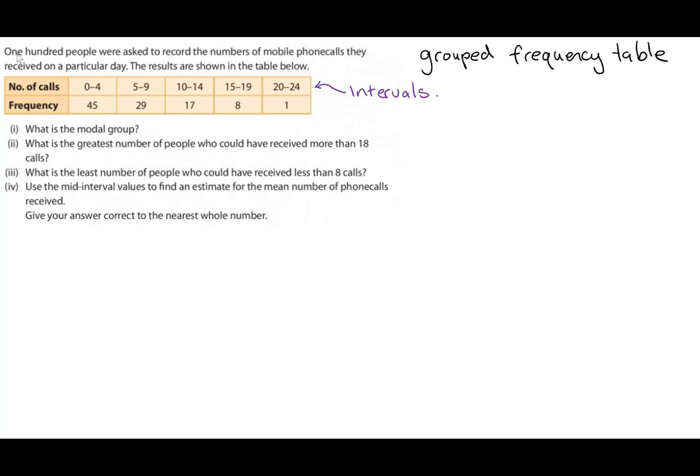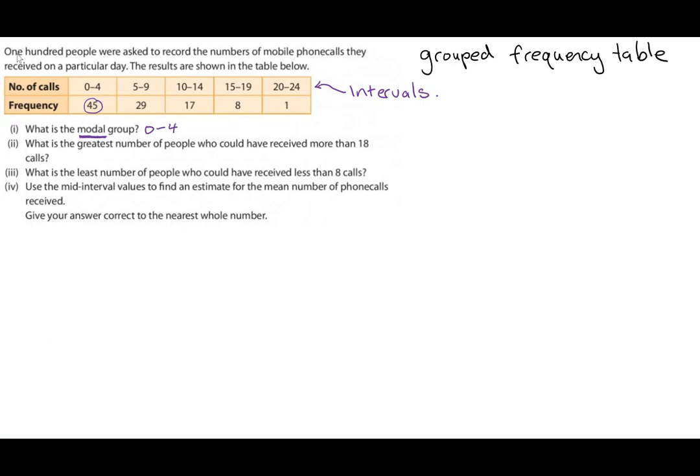Now, all 45 of them could have received only 1 call. We could have had 20 of them receiving 1 call, 5 of them receiving no calls, 10 of them receiving 3 calls, and 10 of them receiving 4 calls. But they're grouped. The first question is asking for the modal group. Remember, the modal is the most frequent. So the modal group, the most frequent group, is 45 in this one. So 0 to 4 is the most frequent group.